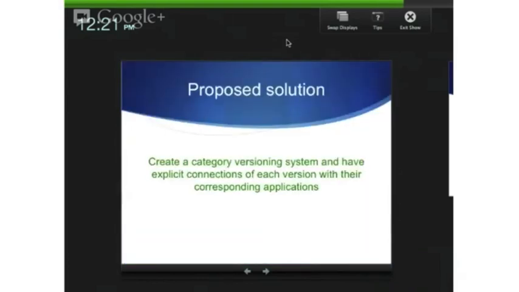To address this issue, I believe we need a category versioning system which records different categories as they evolve and connects them with the corresponding versions of the applications that are based on those categories. That way we would be able to save our knowledge and applications that were based on previous conceptualization. It will also help us to compare and track the evolution of our knowledge.